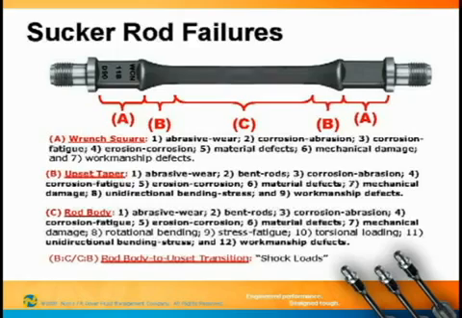Its failures are listed individually and shouldn't be. Wrench square, the abrasive wear, corrosion abrasion. If any of y'all have seen our material, y'all have seen this little piece right here. Always list mechanical damage, and at the end, workmanship defects. It happens. Upset taper, abrasive wear, bent rods.